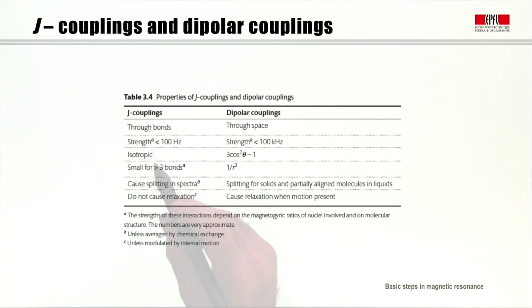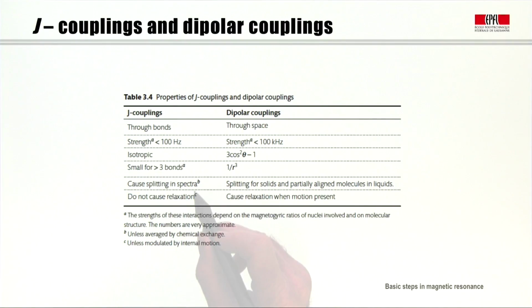J-couplings are isotropic. That means, in fact, what scalar coupling means: isotropic in the sense that their magnitude is independent of the orientation of the molecule with respect to the magnetic field. And dipolar couplings vary with the orientation according to the Legendre polynomial, that is 3 cos square theta minus 1, where theta is the angle subtended between the magnetic field on the one hand and the internuclear vector on the other. Then J-couplings tend to drop to small numbers if there are more than 3 bonds that separate the nuclei, whereas dipolar couplings always are proportional to the inverse of the third power of the distance and therefore insensitive.